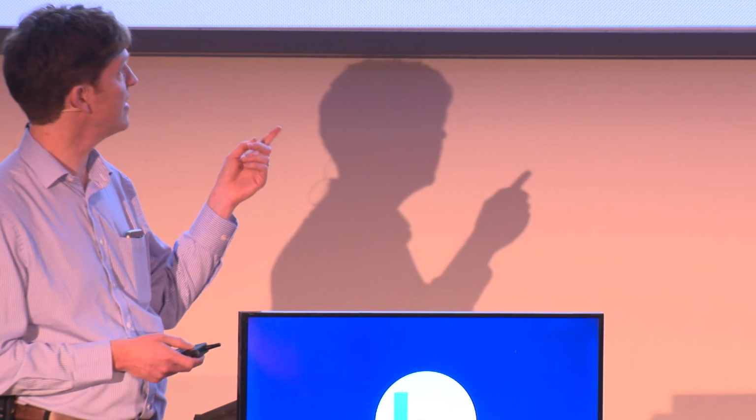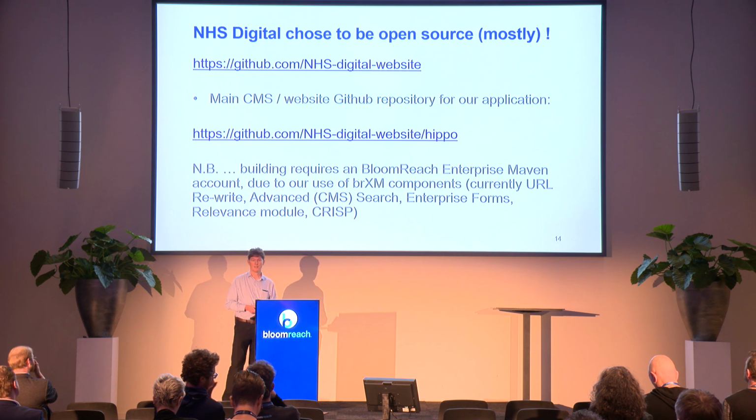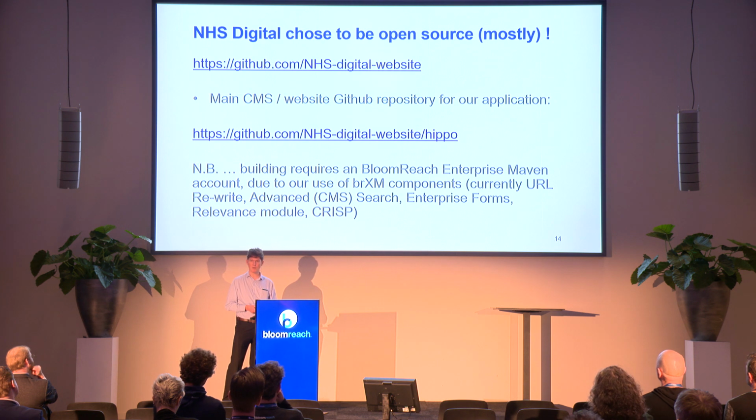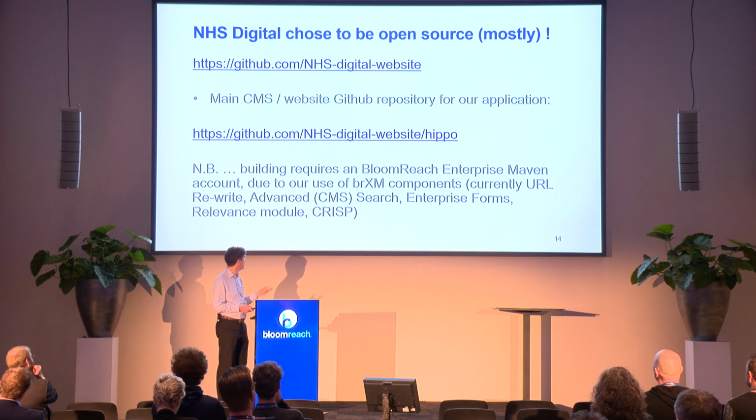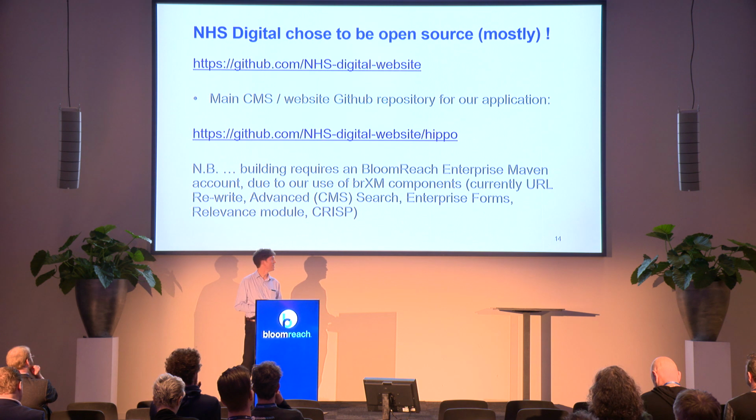If you have a Bloomreach Experience subscription, you can build it straight away because it's got some experience components which I've actually listed. So we're making use of the URL rewriter. This has proven extremely useful. We've got 5,000 to 10,000 URL rewrites, which is quite a large number. That all works pretty well. Advanced CMS search, we use that. Enterprise forms, we started using that recently. That's very good. The relevance module, we're just beginning to experiment with that. And the crisp functionality, we're already using that now.